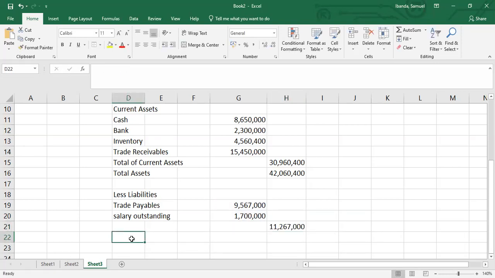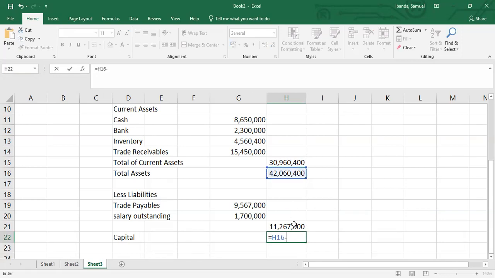Once I've gotten that, I didn't have long-term liabilities or any current liabilities, okay? In case I had them, I would have included them, okay? And after I've gotten that, I'll now just get my capital, okay? My capital or opening capital, which is the difference between this and that.